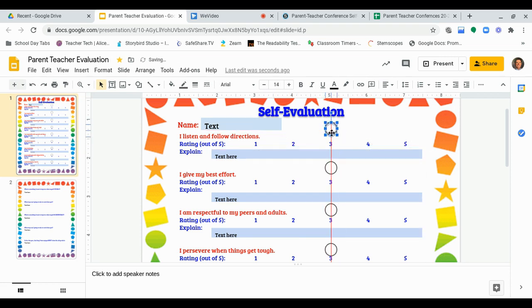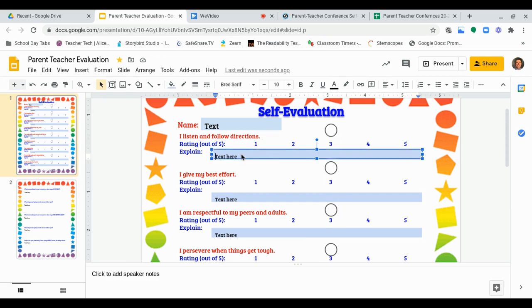Okay. And then for each one, too, I want you to explain. Well, why'd you give yourself that rating? Okay. So if you gave yourself a 2, explain why you gave yourself a 2 and what you could improve on. And you'll do that in this box here. So you can erase the text here and you'll explain why you gave yourself that rating. Okay. And so you're going to do that for every one of these.